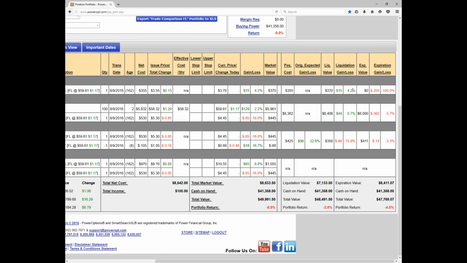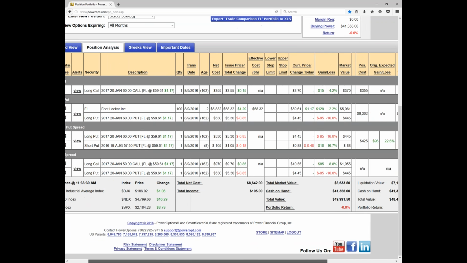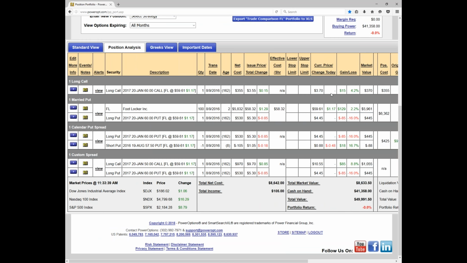Yes, I have a higher leveraged gain on the long call, but it's only profiting $15. These are real prices that I could have gotten filled on Tuesday for these different transactions. And how about our in-the-money long strangle? Well, the stock's up 2.2%. It's up $1.29 from when we opened the position. Look at this.